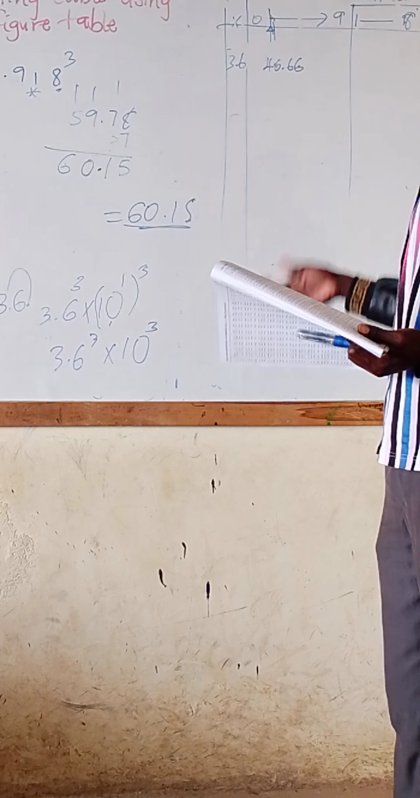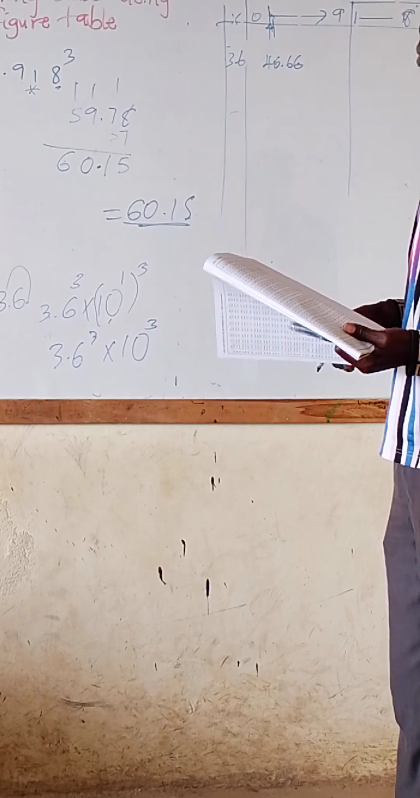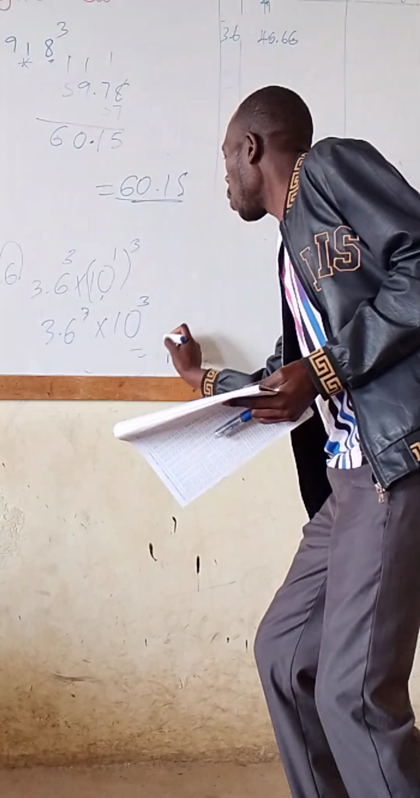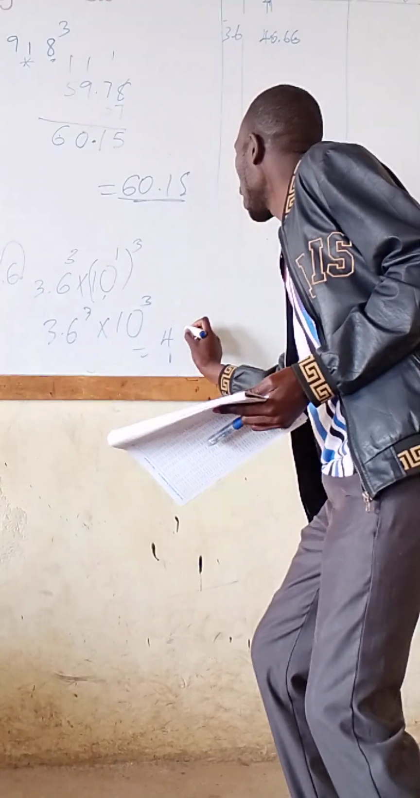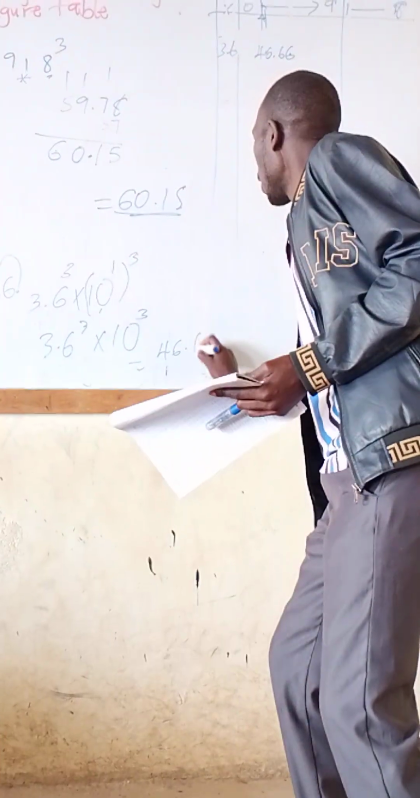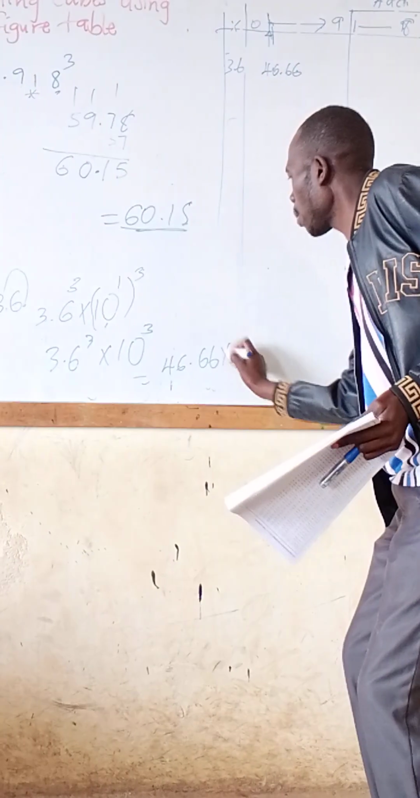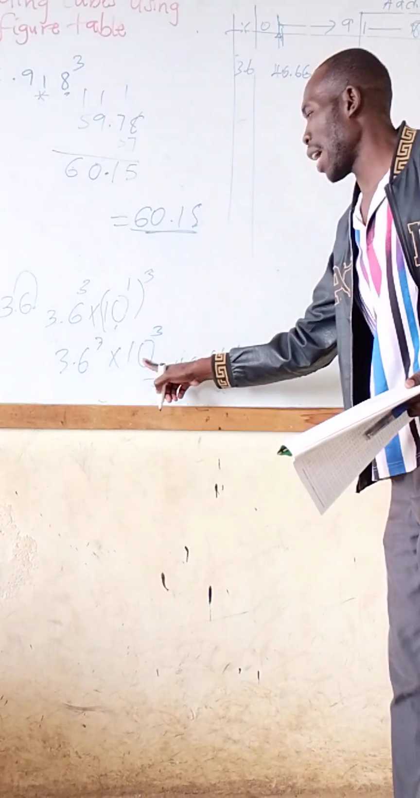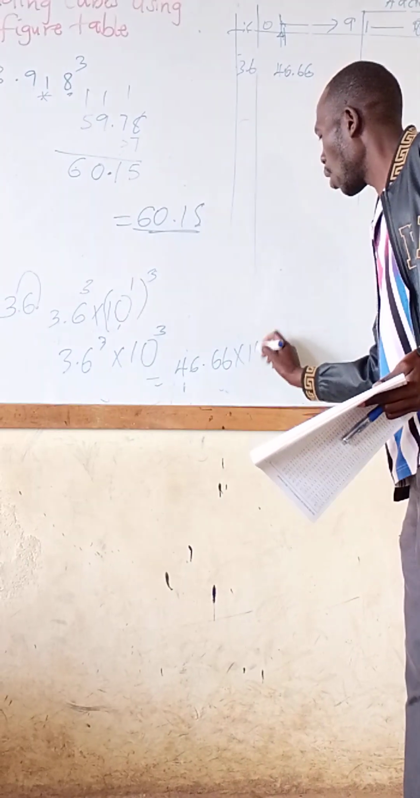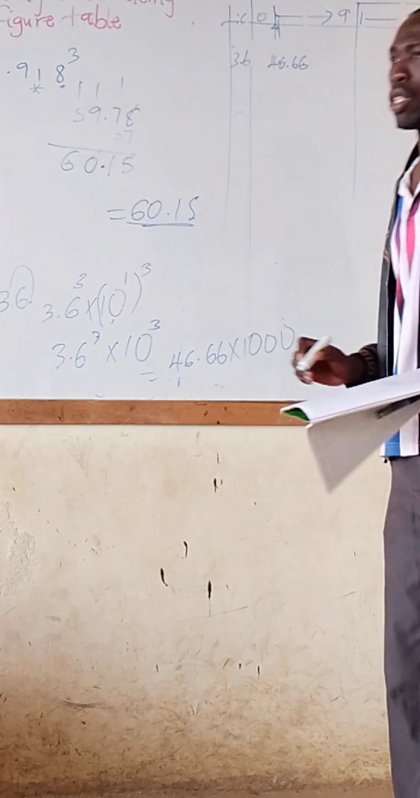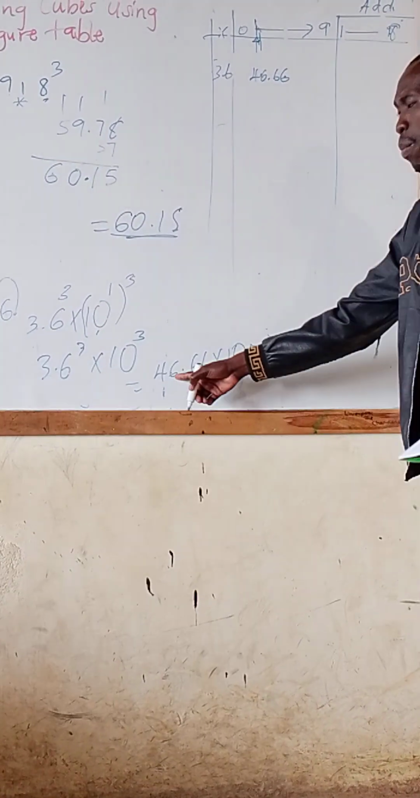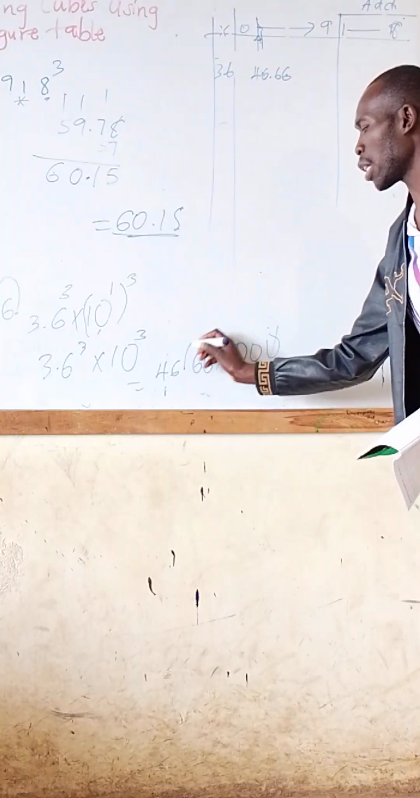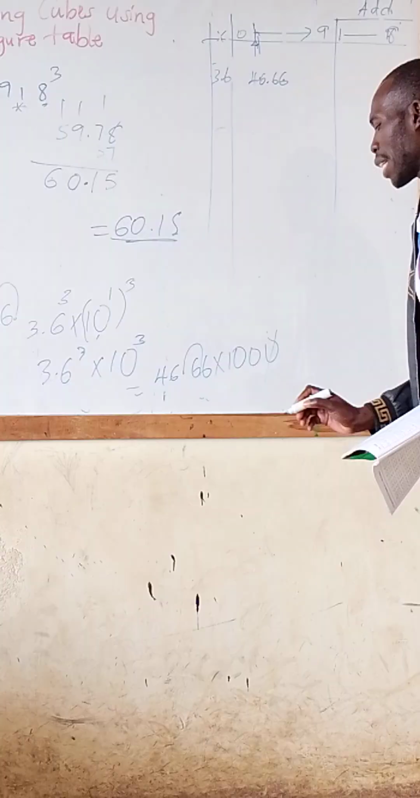Now, for 10 cube, we don't need to go to the table. We just write 10 times 10 times 10, 3 times. So 10 times 10 times 10 will give us what? 1,000. So we have our answer as 46.66 times 10 cube, which is 10 times 10 times 10, the same as 1,000. When we multiply a decimal number by 1,000, we move the point ahead, 1 step.